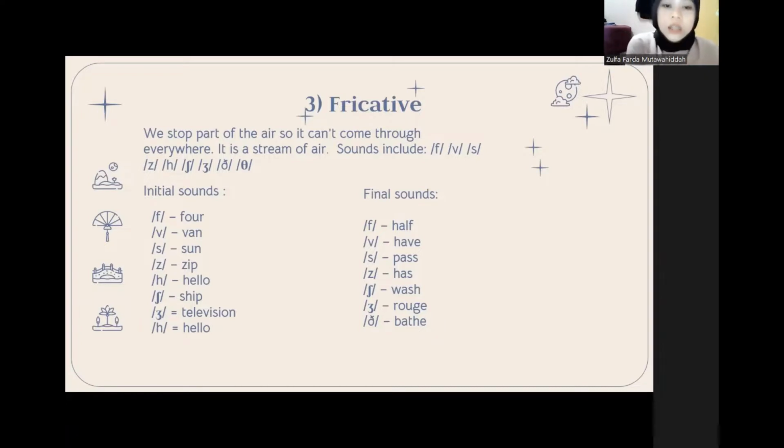So next we have final sounds. Final sounds, for example, f is half, v is have. The word is pass. The word is has. The word is wash, and the word is rouge, and the word is bath. Okay, these are the words in which fricative sounds are the final sounds.